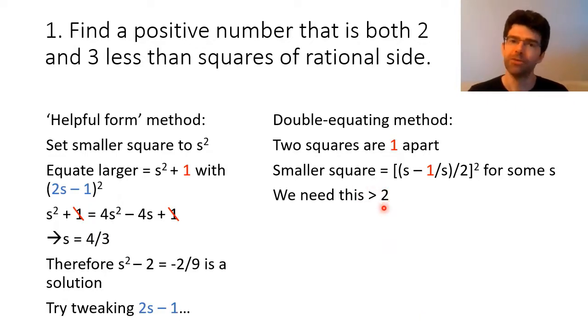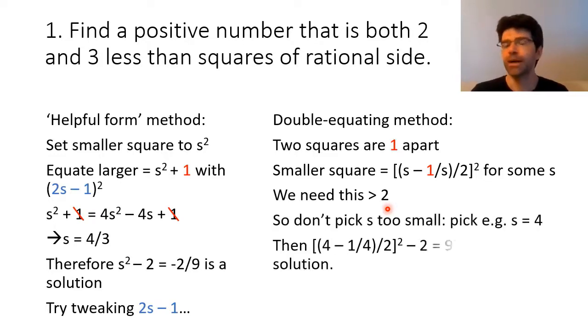We factorise the difference 1 into s and 1 over s. The side of the smaller square is then going to be half of s minus 1 over s, and we need to make that sufficiently big. And we can do that just by making s big. We could choose s as 1,000,000 if we wanted to, but we need to keep the calculations reasonably simple as well. So let's make s something like 4.